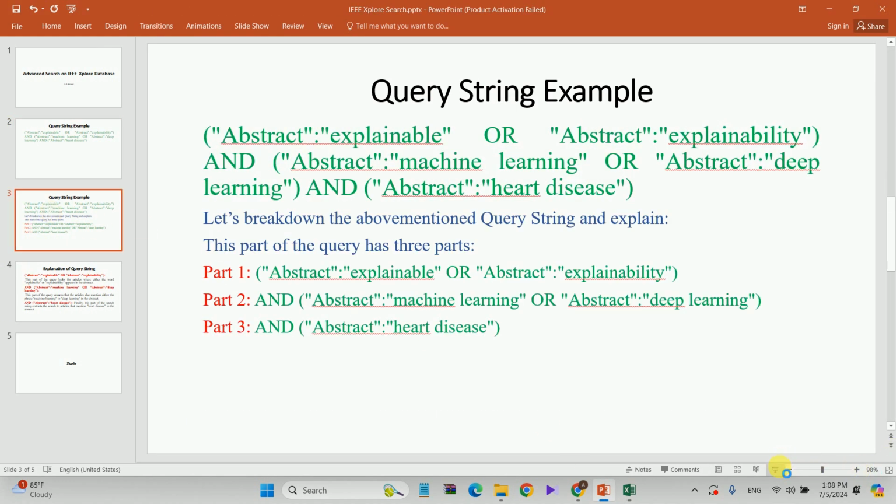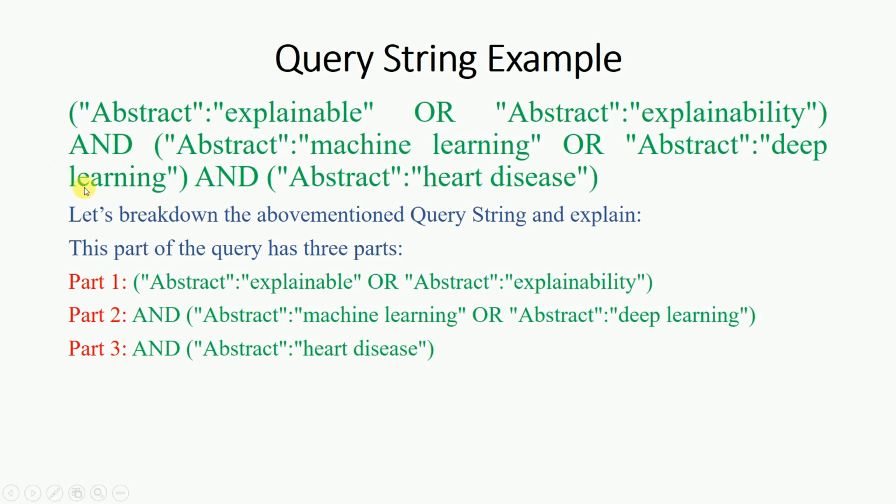Now it's time to understand the query string. So this is our given query string. This query string has three parts. Part 1: abstract explainable or abstract explainability. Part 2: and abstract machine learning or abstract deep learning. Part 3: and abstract heart disease.